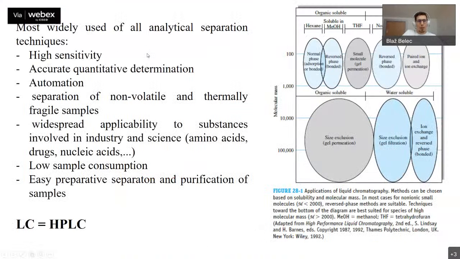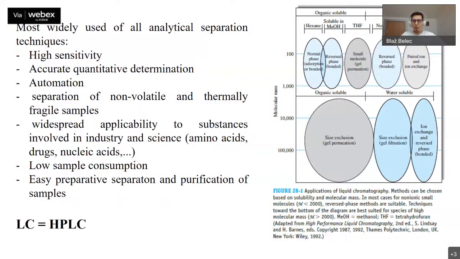So it's also a very widely used analytical method with high sensitivity, very accurate quantitative determination. It's automated. We separate non-volatile and thermally fragile samples. We can use it for various substances, amino acids, nucleic acids, and so on. We don't need a high quantity of sample, and the preparation and purification of the sample is very easy.